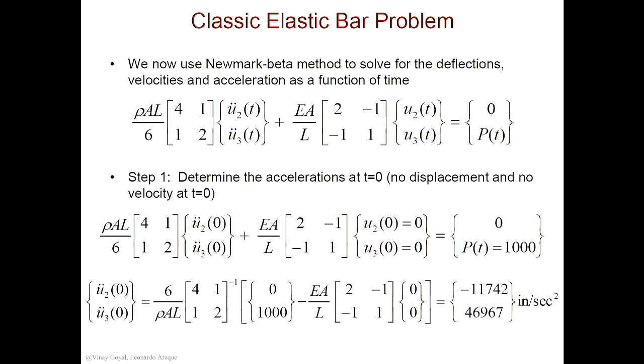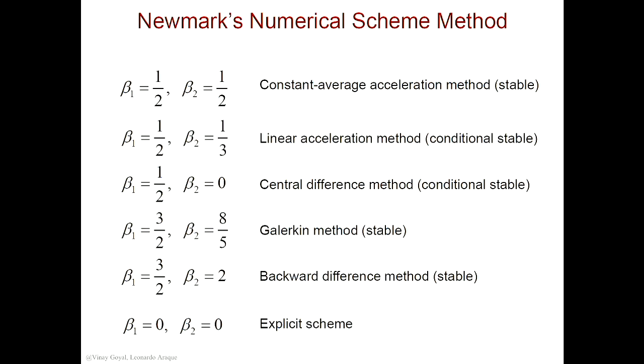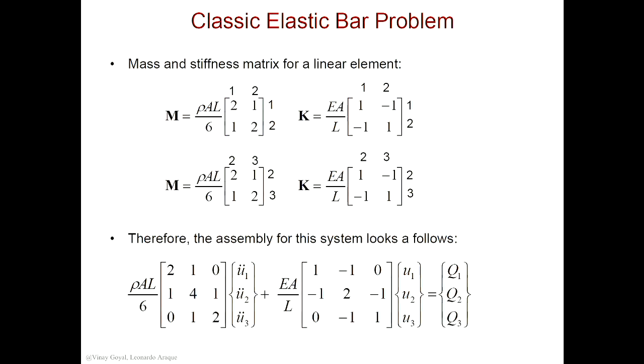Now I know the velocities, the displacements, and accelerations at time equals zero, and I realize that the middle node and the right node have an initial acceleration. Given that information, all I have to do is use Newmark's beta method, with beta 1 equals beta 2 equals a half. That's because I like that method. First of all, if we look back, it is stable, and it's proven to work, so why not use that one? I could have solved the problem with different betas just for fun, but for the purposes of this class, I've chosen beta 1 equals beta 2 equals 1 half.